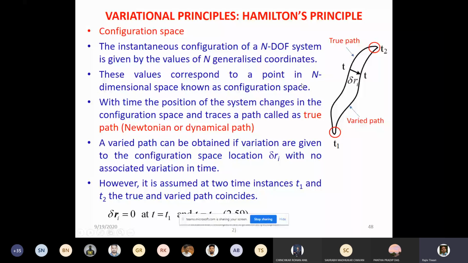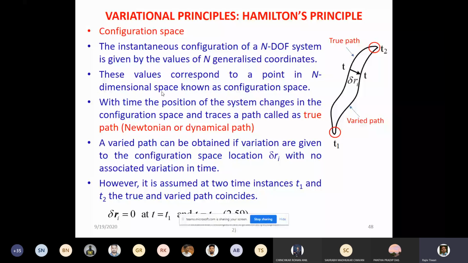In mathematics and geometry, we know one-dimensional, two-dimensional, or three-dimensional space. Three-dimensional is x, y, z. But in mathematics, the concept of n-dimensional space is there, in which a vector contains n components. Here we have n generalized coordinates, so we will put them in an n-dimensional space. That will give us a point in that particular configuration space.